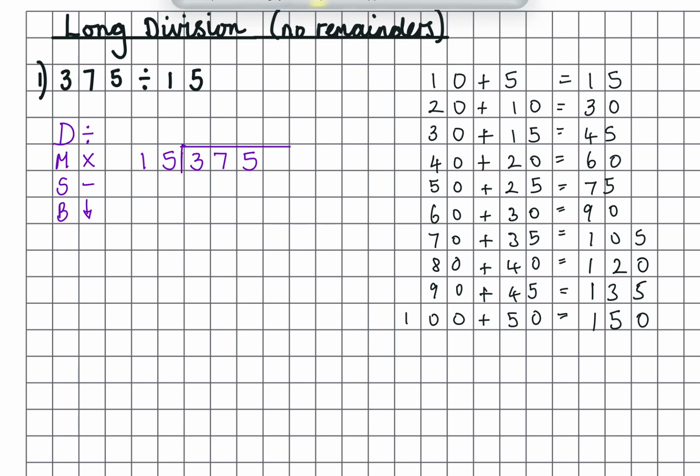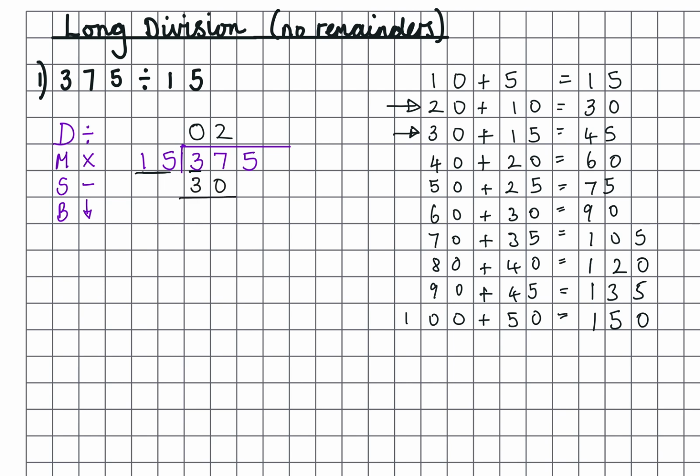So I'm going to follow the method here, similar to the short method, but we're going to introduce this DMSB. So I'm going to ask myself, 15, how many times does it go into 3? Well, it doesn't, so I'm going to put a 0 there. I'm going to carry the 3 to make it 37. How many times does 15 go into 37? So if I look here, I've got 15 times 2 is 30, and 15 times 3 is 45. So obviously I can't do 15 times 3, so I'm going to do 15 times 2. So 15 times 2 goes there. The answer is 30, so it goes there underneath.